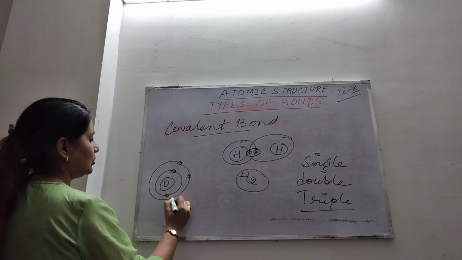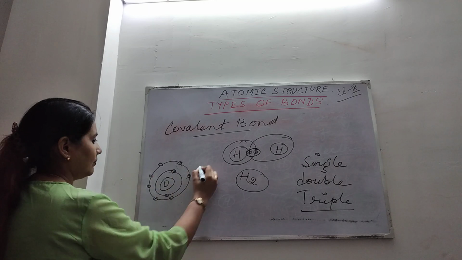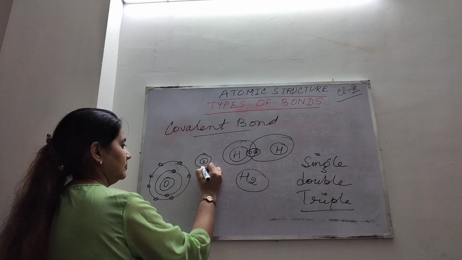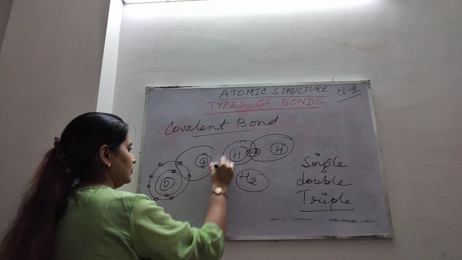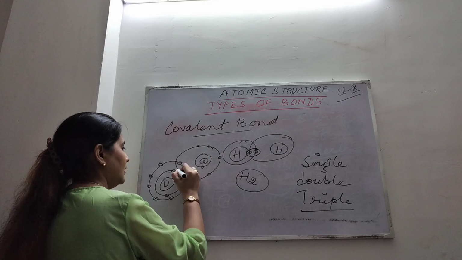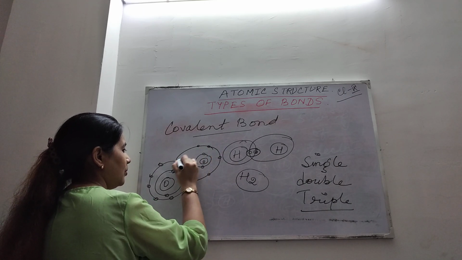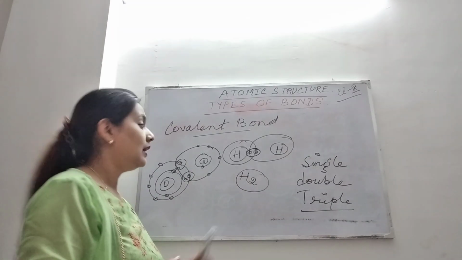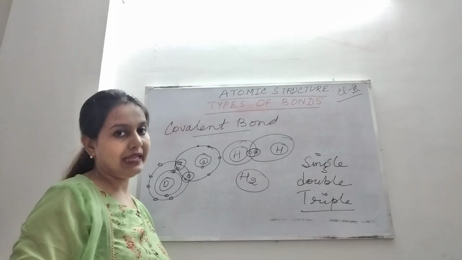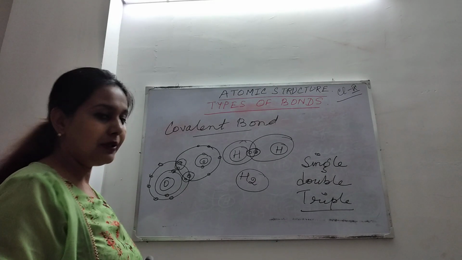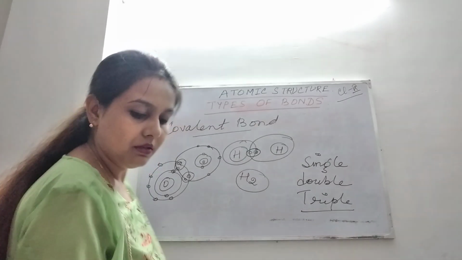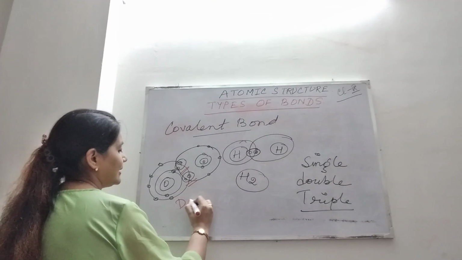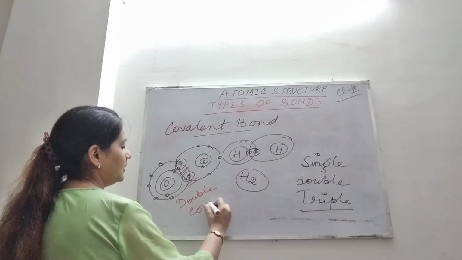Now, there is another type, like oxygen. Oxygen has 6 electrons in the outermost shell, and 2 electrons here. It is forming a bond here, and it is filling up its outermost shell, that is, becoming the complete octet. And hence, it is known as a double covalent bond. There is a double bond existing, one here, one here. And hence it is an example of a double covalent bond.